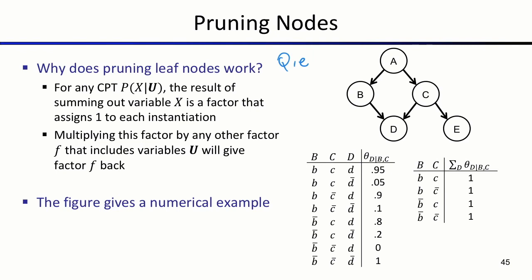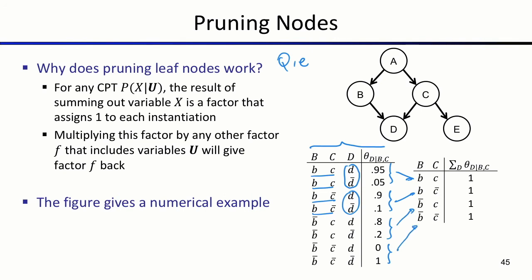So we have one example here for D. This is the CPT for D given its parents B and C. When we sum out D, what do we do? We take all the matching instantiations of B and C and sum over the values of D. And so we're going to sum these 2 rows. For those 2 matching, we're going to sum 2 rows. And we keep doing this for all these pairs. And the result is basically this here.